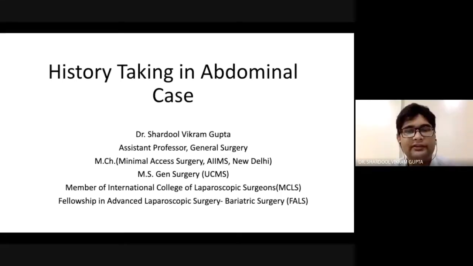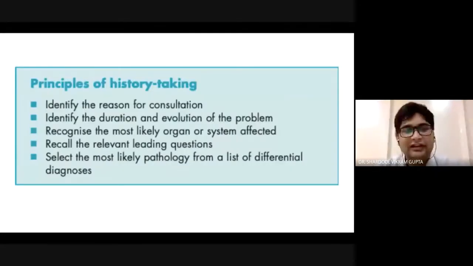So today we will be discussing history taking in abdominal case. History taking and clinical examination is an art, and this is an art which you have to perfect. So the principle of history taking is not just in a random fashion. It should be directed towards forming a certain diagnosis and forming management plan accordingly.